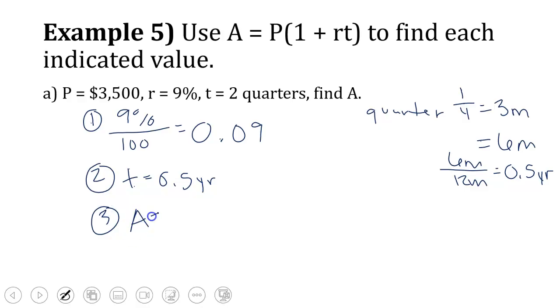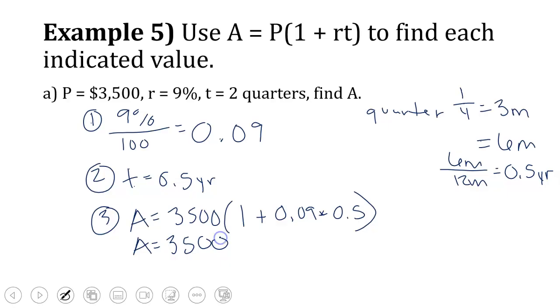So we don't know A. That's what we're trying to figure out. The P we do know, so plug in the 3,500. Open your parentheses. The 1 will always stay, plus the R. So we have our new R, our new decimal, 0.09 times our time. And then we figured that out already, half of a year. So multiply and then add that 1 inside your parentheses. You'll always want to do that first if you have all those numbers to simplify that. So you should get 1.045, and now multiply that with your principal.